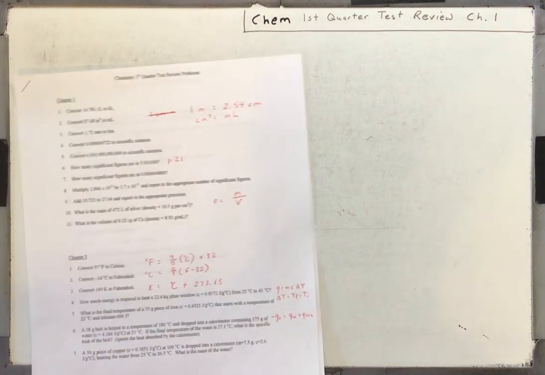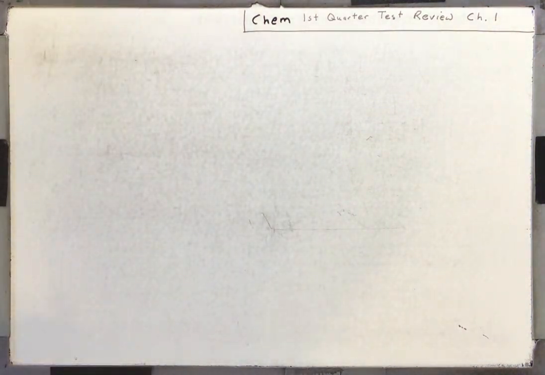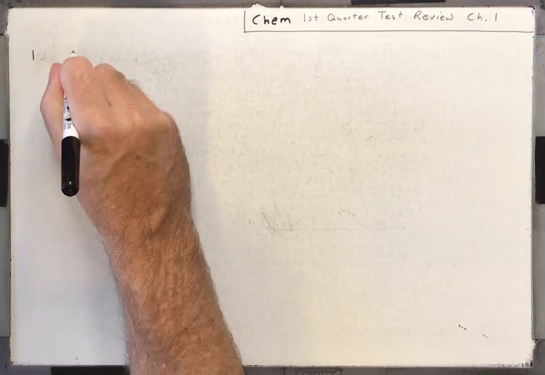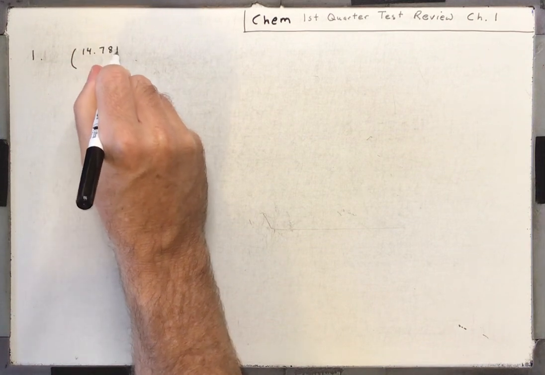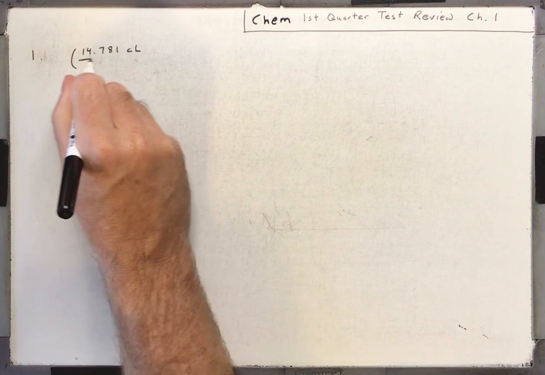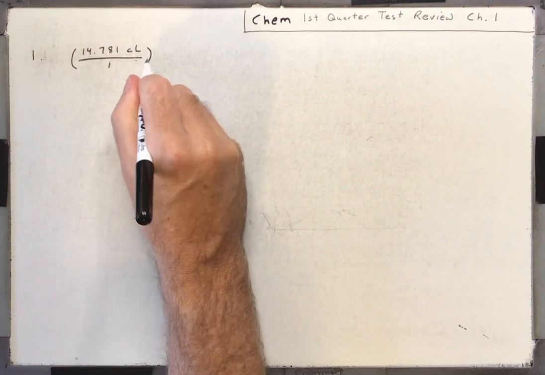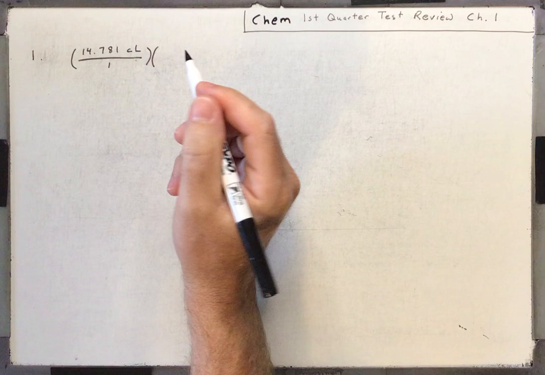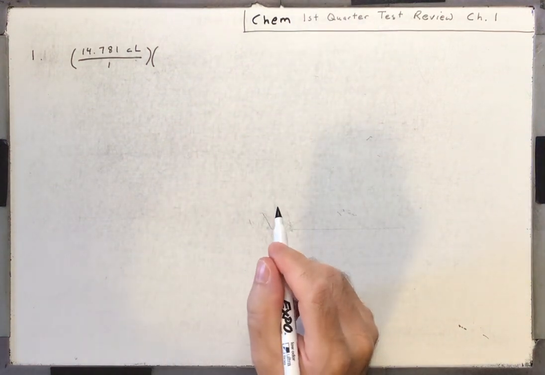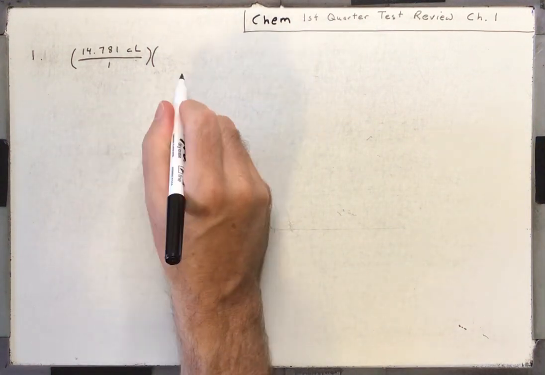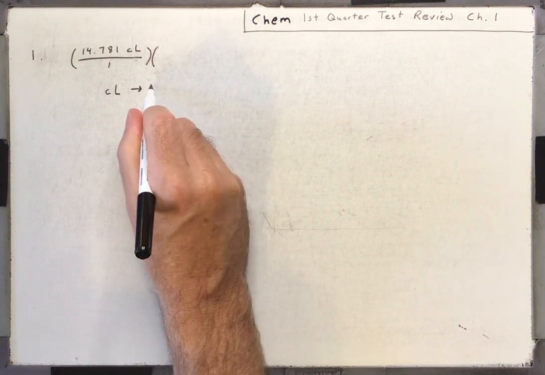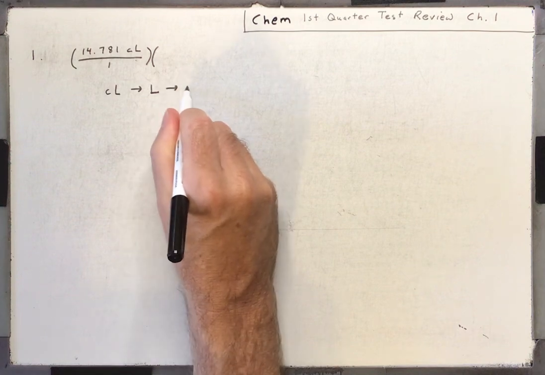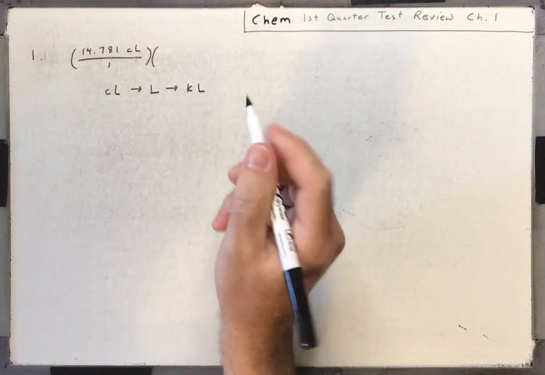So number 1 here says convert 14.781 centiliters. We want to put that over 1, and we are asked to convert it to kiloliters. So to go from centiliters to kiloliters, we'd have centiliters, but then we need to convert to the base unit, liters, and then kiloliters. So this would be a 3-step process.